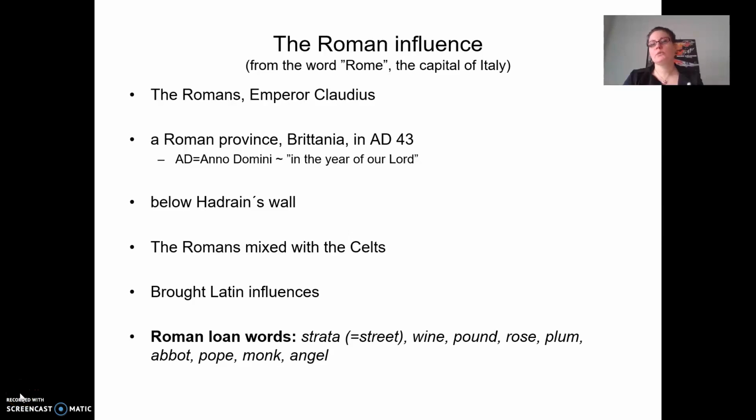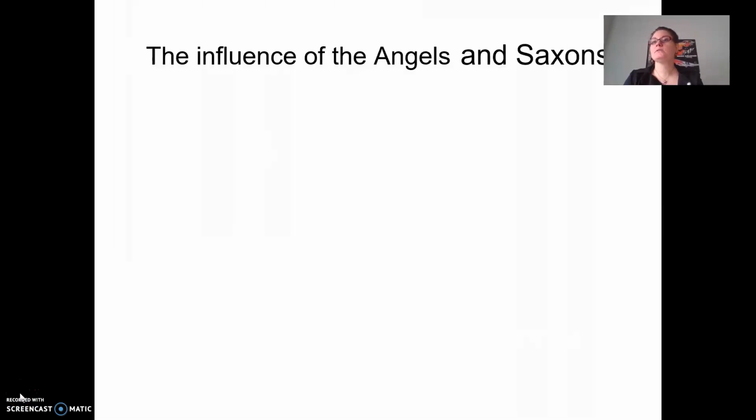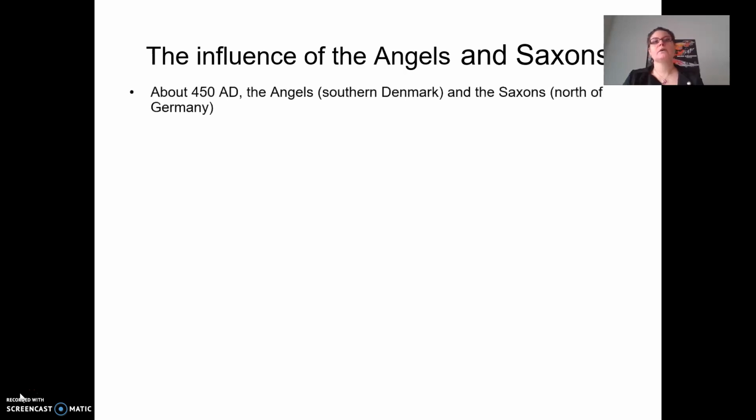Hello again, moving on from the Roman influence to the influence of the Angles and Saxons. These are people from two different countries, but they are referred to at the same time since they arrived about the same time to the British Islands. So they settled around 450 AD. The Angles came from southern Denmark, while the Saxons came from the north of Germany.